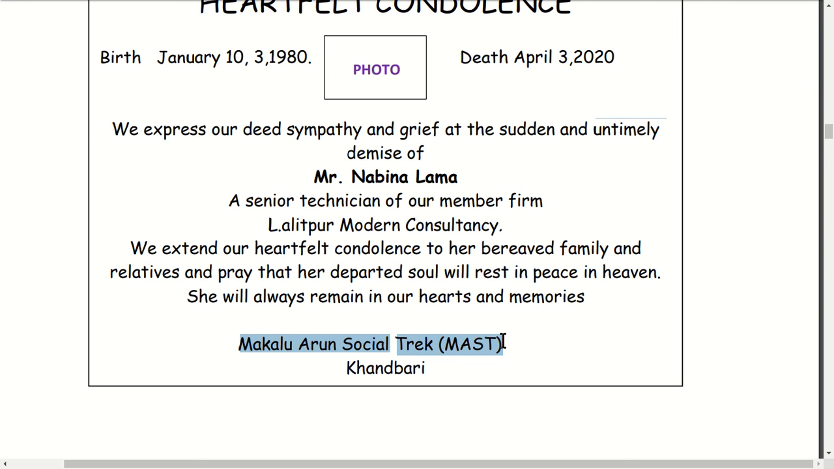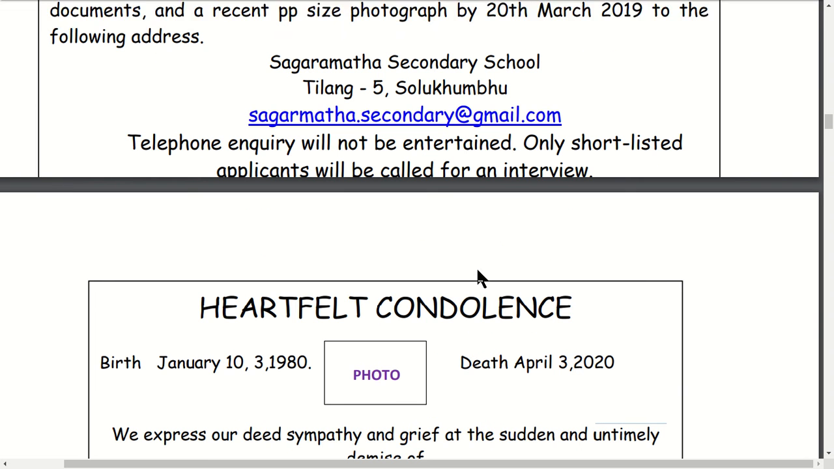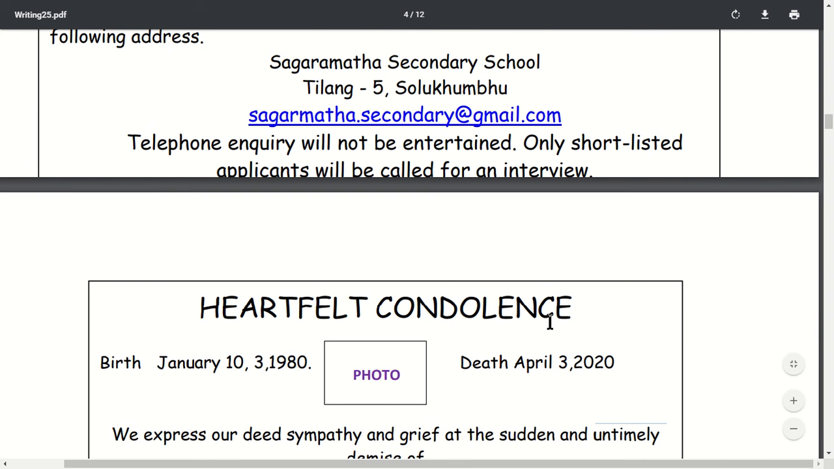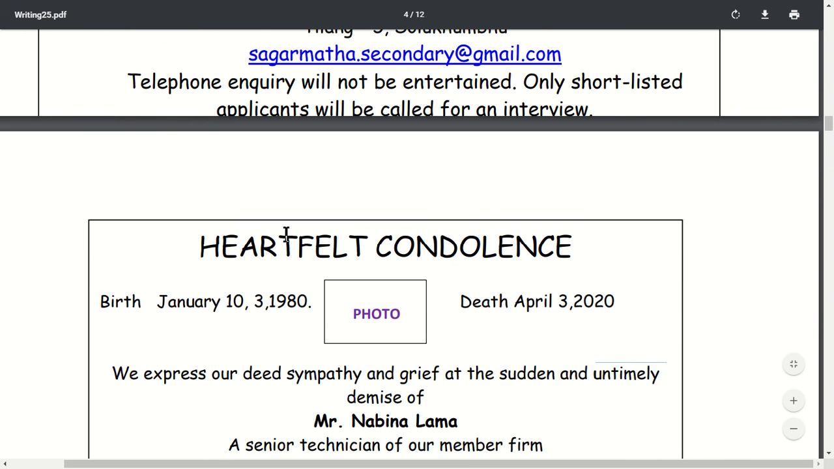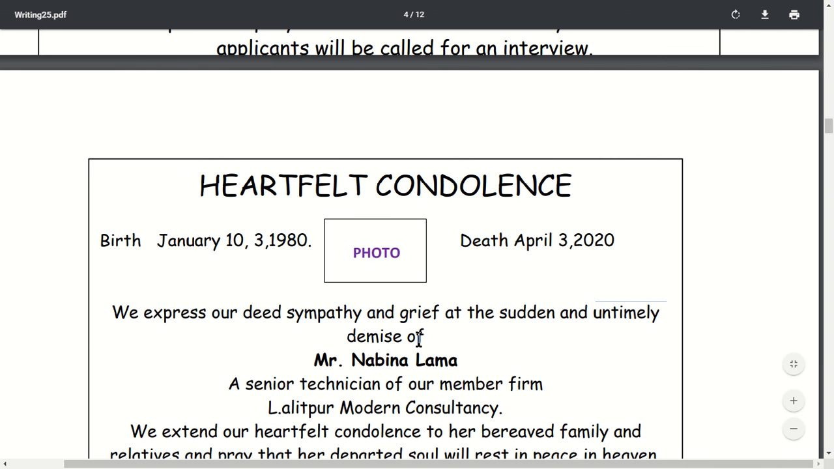I wrote here Makalu Orange Social Trade Company. Okay, any one organization can be written. After that, write a border here. A border is necessary. This is the special format. Our heartfelt condolence. This is a message of condolence, a special format of a message of condolence.